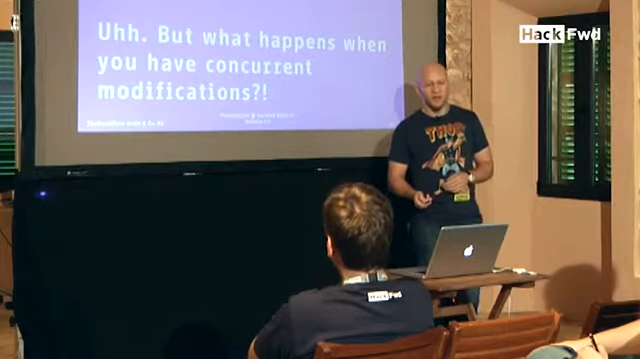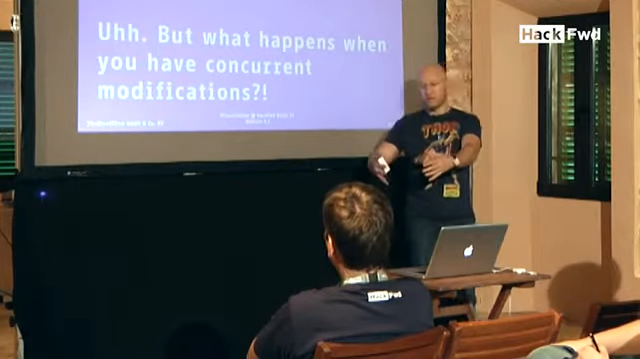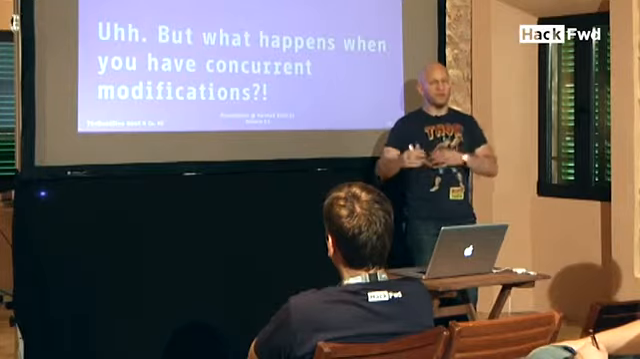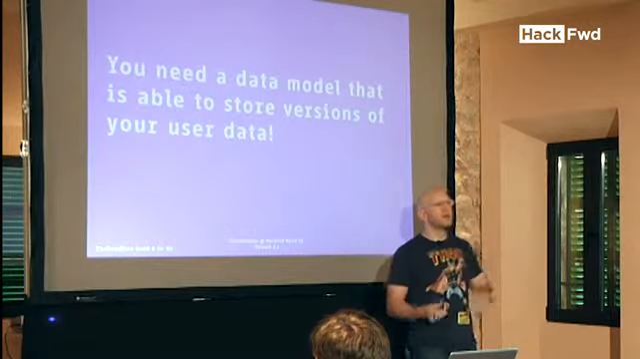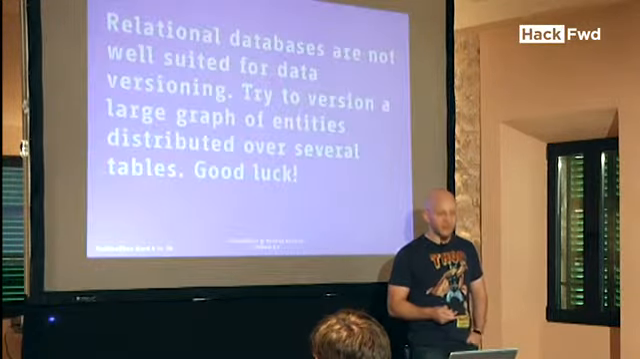But when you're working on different devices, sharing data with different people, then you come to a point where you maybe have concurrent modifications of the same data. Of course, when you have a centralized web server and you just send data back and forth, this is much easier to maintain. But when people work offline and later sync, you maybe run into problems that different people change the same set of data. So what you actually need is a data model that is able to store versions of your user data, so that you can manage conflicts when updating data.